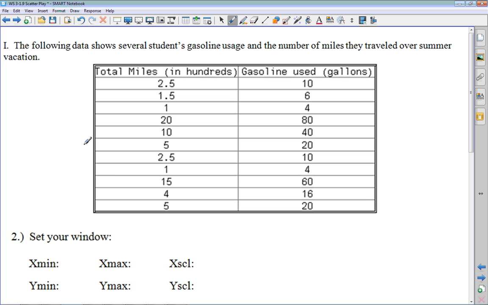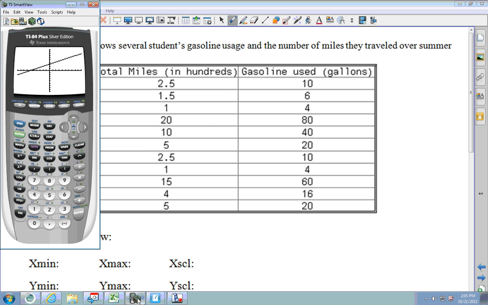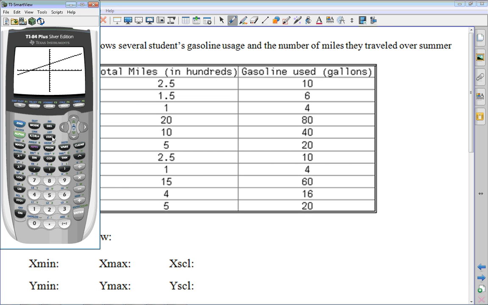All right, now we've got the following data. We've got a scatter plot right here, and it wants us to put this in the calculator. Now this is going to be review from what we've done before. So let's see if I can go in here now. Let me find my calculator. Do you remember how to put this in? Yeah, press stat and enter.